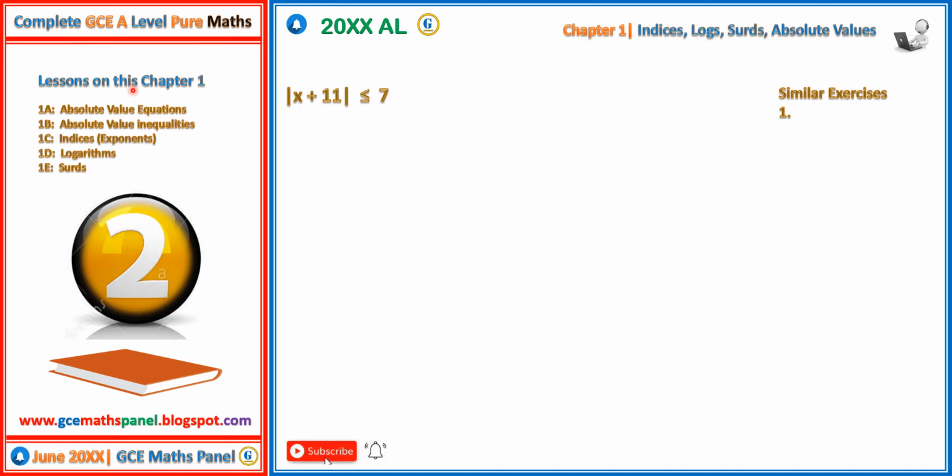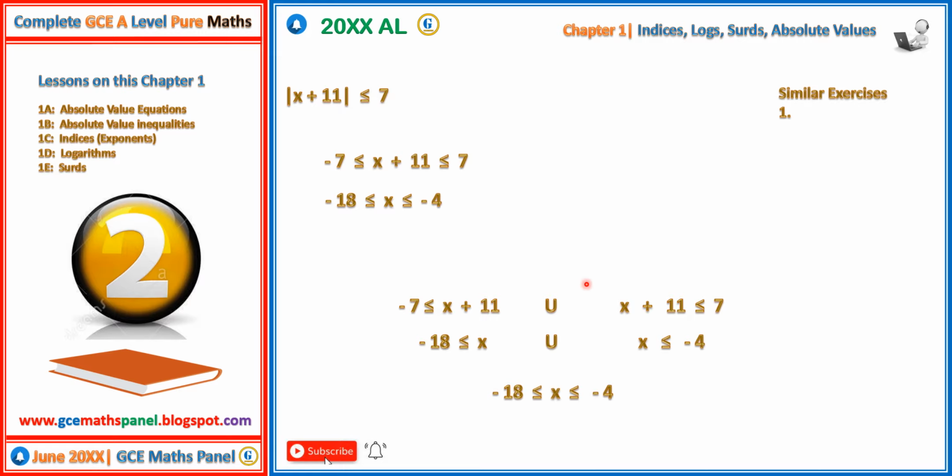The second question reads: the absolute value of x plus 11 less than or equal to 7. So we are equally going to break it into x plus 11 is greater than minus 7 and less than plus 7. We subtract 11 all through and you'll be left with minus 18 less than x less than minus 4, and that gives us the solution directly. We can equally use the union to break, and this is the solution that we will have. We have the same solution.